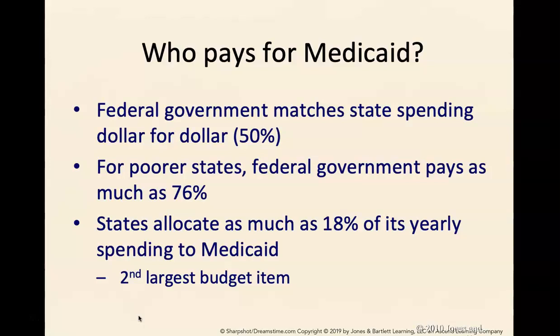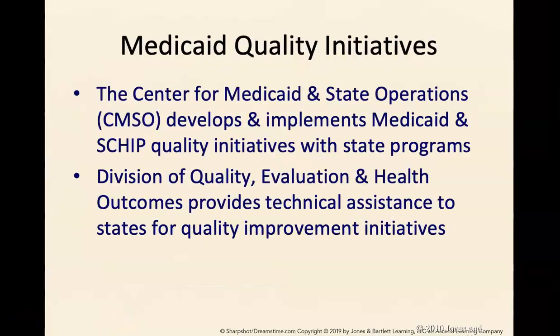States allocate as much as 18% of their yearly expenditure to Medicaid, and it's always the second largest budget item for state budgets. Because Medicaid, just like Medicare, is under a lot of scrutiny because of a lot of incidences of fraud, for instance.